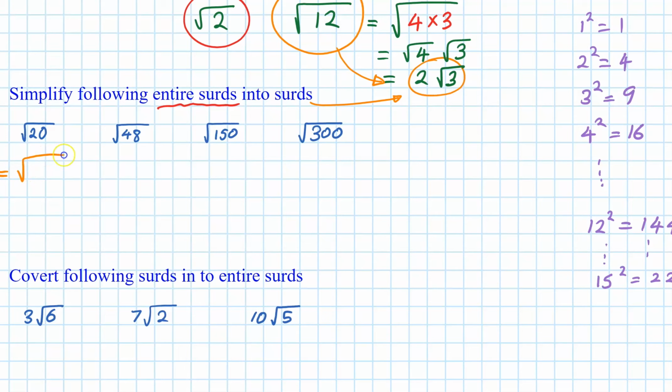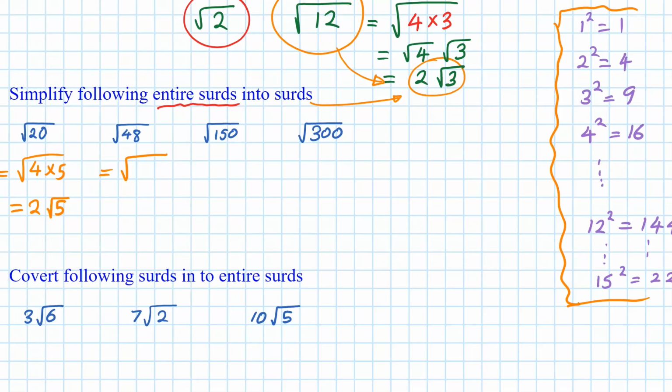Well, 20 can be written as a perfect square and another number. That's the only way we can simplify. We always need to find a perfect square out of this area here. Well, 20 is in fact 4 times 5. What is the square root of 4? 2. Therefore 2 root 5. You get the point. Now, next one, root 48. What is the highest perfect square that is in 48 as a product with another number?